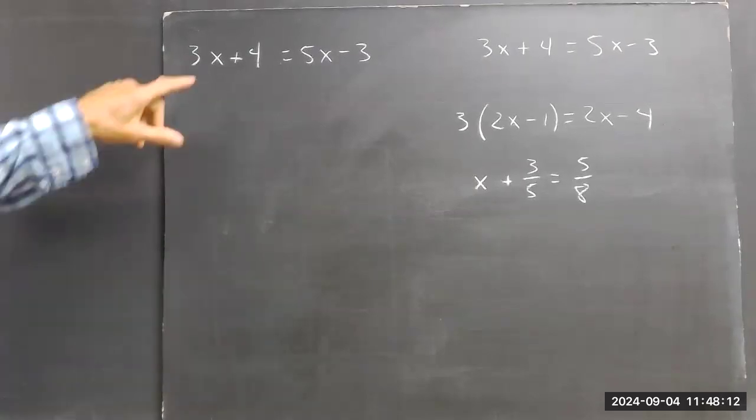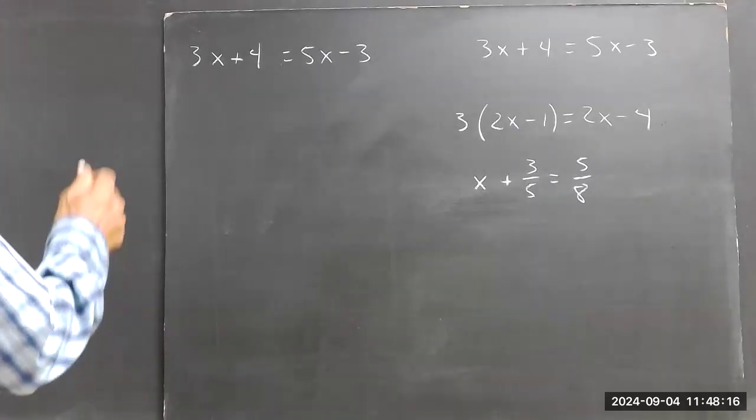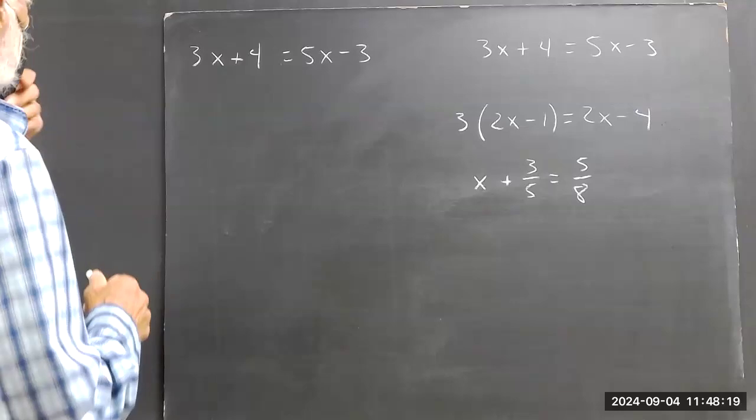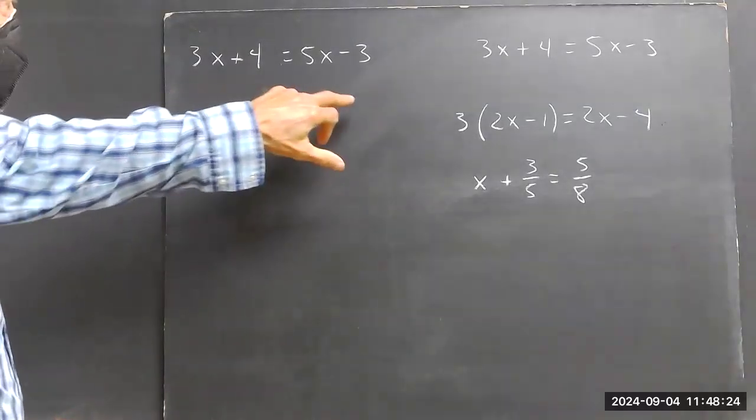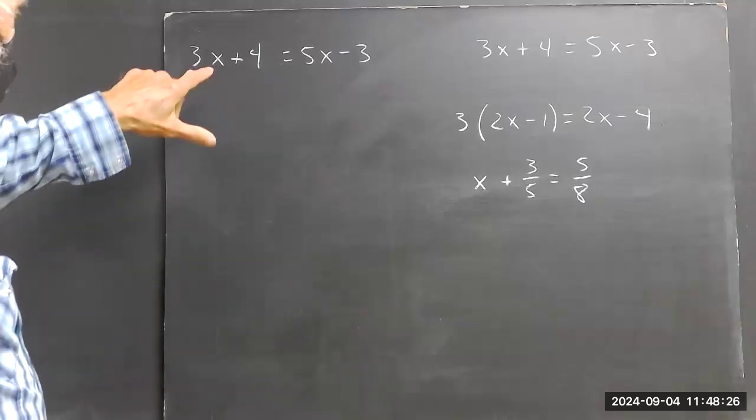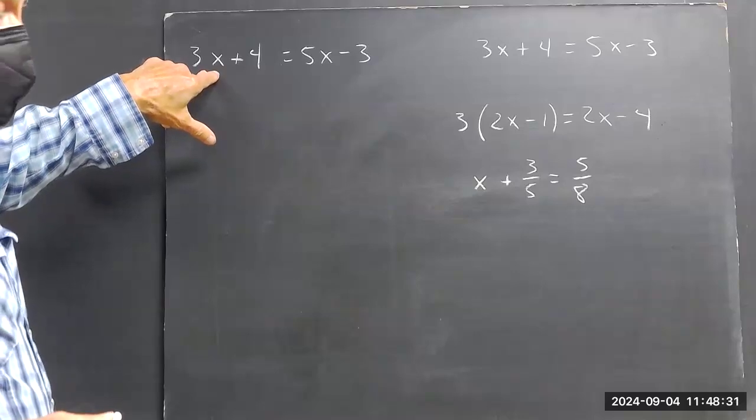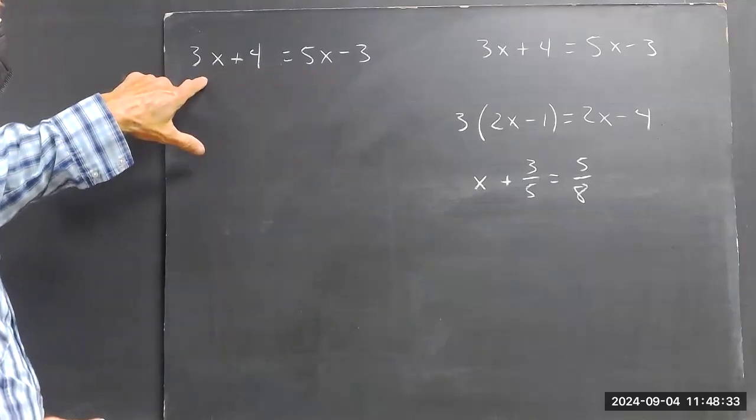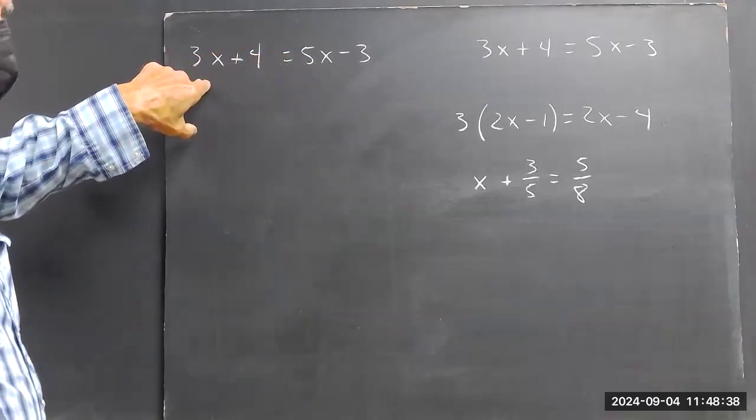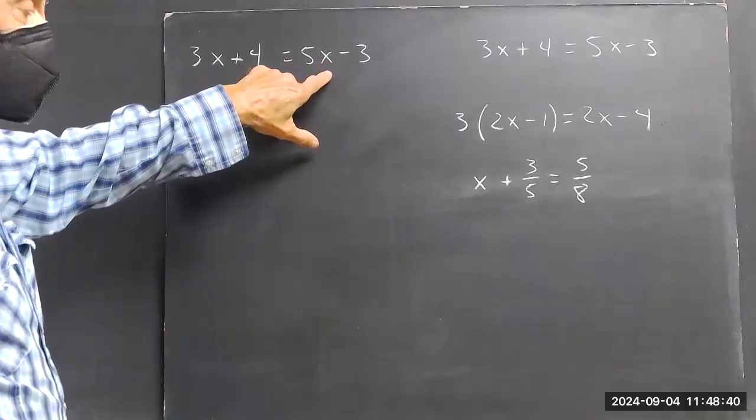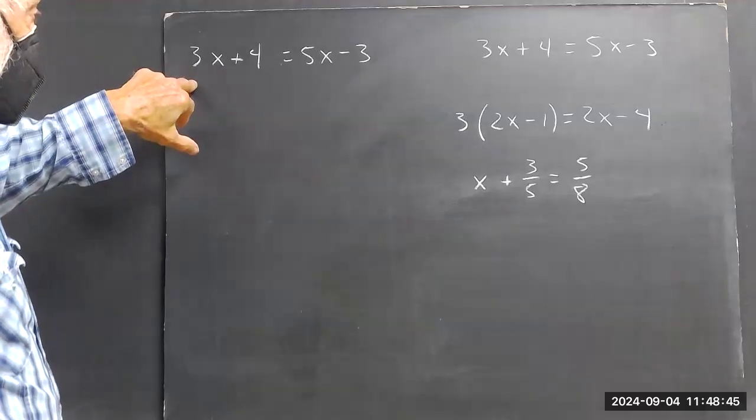Okay, so we have 3x plus 4 equals 5x minus 3. Ultimately, we want to get x equals something, meaning we want to isolate x on the left side. Now, since we've got x's both on the right and the left, any x's that are on the right, we're going to want to end up on the left. We want to get rid of any x's on the right, so the only place we have x's is on the left.